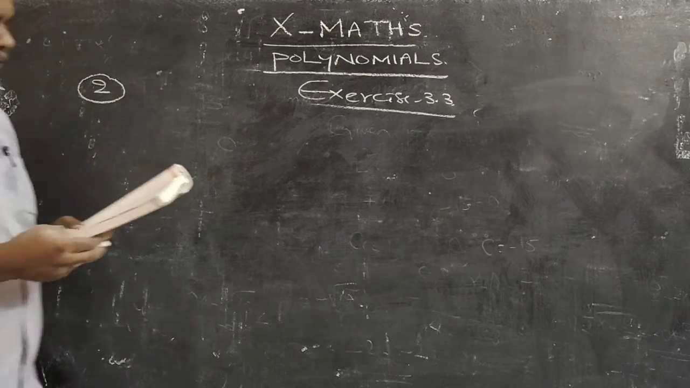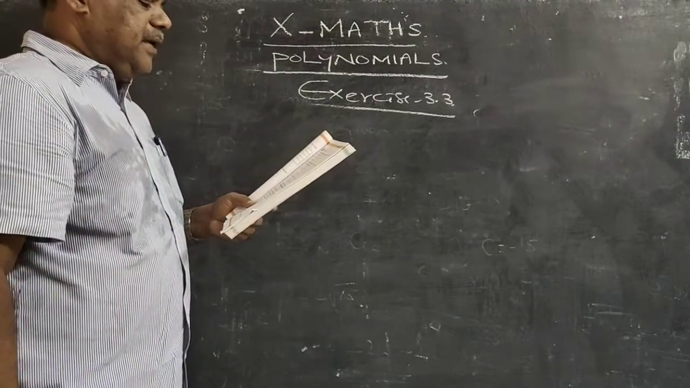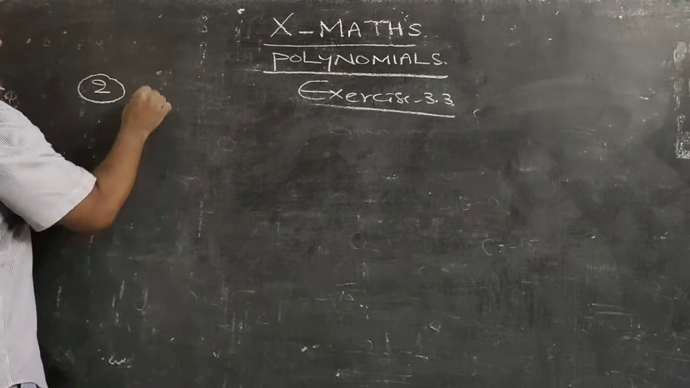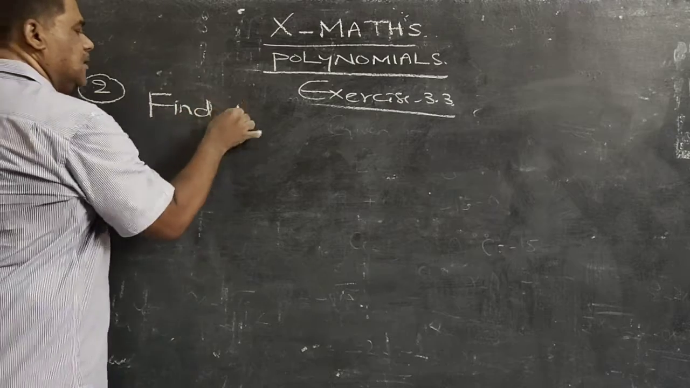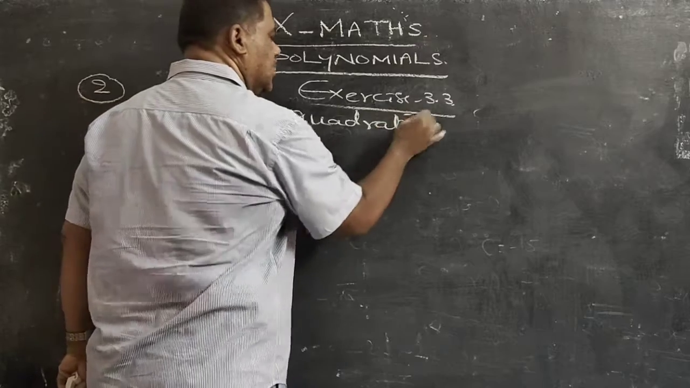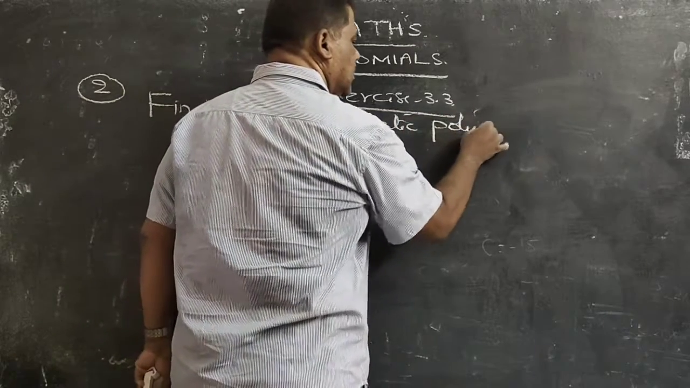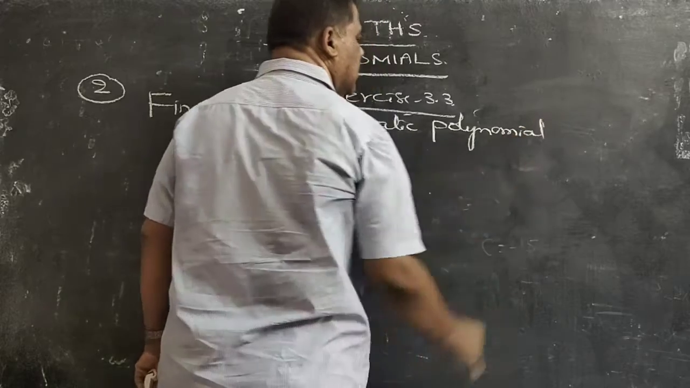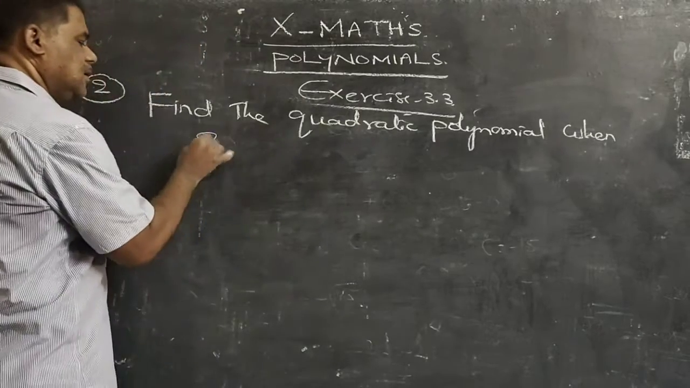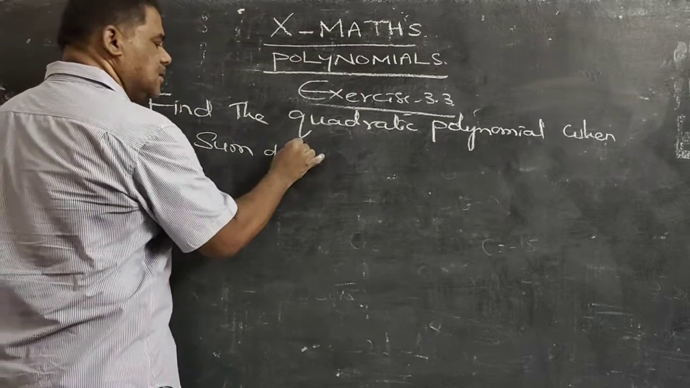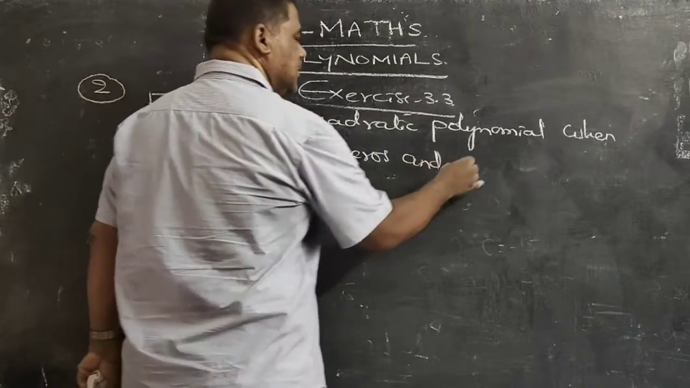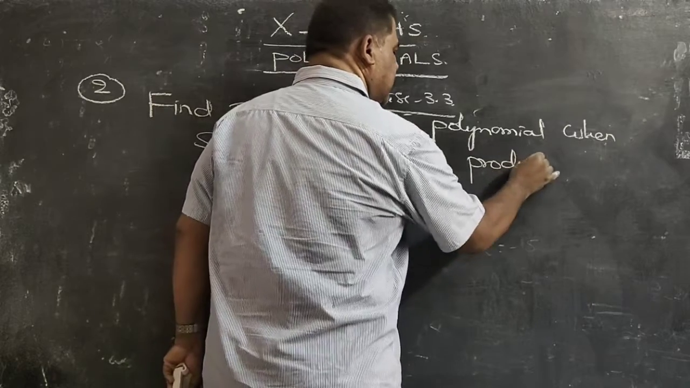Right, second problem. Find the quadratic polynomial when the given numbers are the sum and product of the zeros respectively. Find the quadratic polynomial when the sum of its zeros and the product of the zeros are given below.